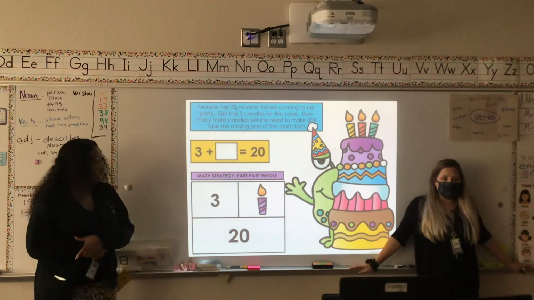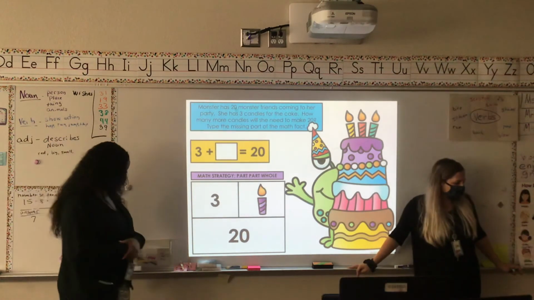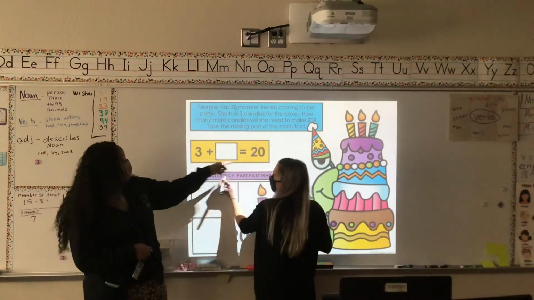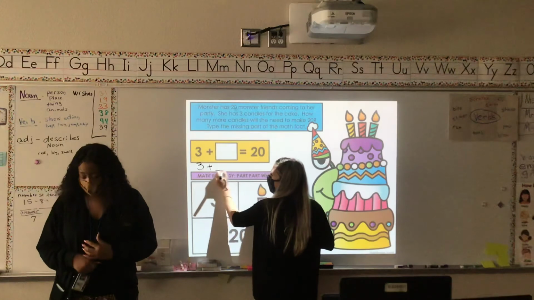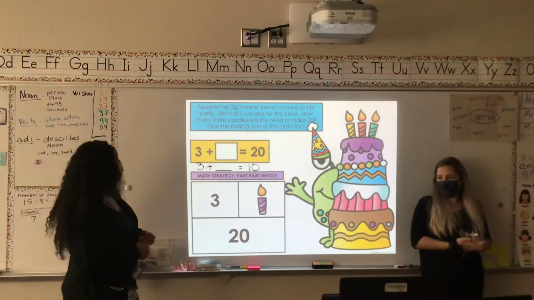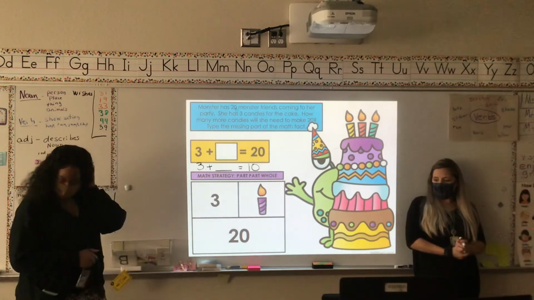3 plus blank equals 20. Thank you, Miss Stewart. Remember, you can do 3 plus blank equals 10. You can solve that one first. Let's count to 10 first, and that one's easier. Use your fingers. 3 plus blank equals 10. Count to 10 from 3, and then you gotta add 10 to it.